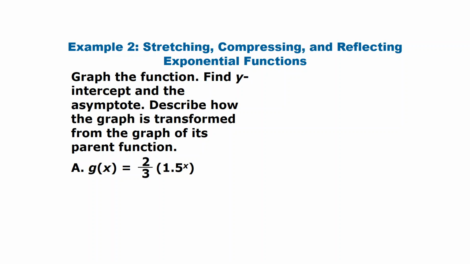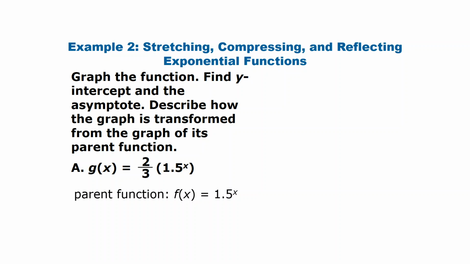All right, let's try this example. We're going to graph the function, then find the y-intercept and the asymptote. We're going to describe how the graph is transformed from the graph of its parent function. So here is the new function. What is the parent function going to be? Let's let our parent function be f of x equals 1.5 to the x power.